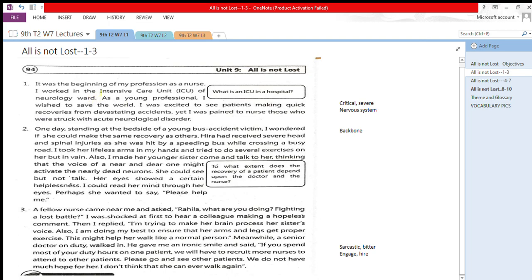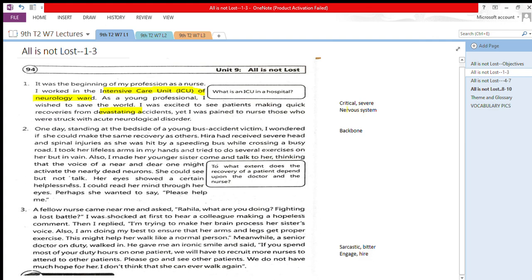So in the first paragraph, she describes that it was the beginning of her professional career and she was new in this profession and she worked in the intensive care unit, ICU, of the neurology ward, which is a very critical ward. And as a young professional she wished to save the world and she was excited to see the patients making quick recoveries from devastating accidents.